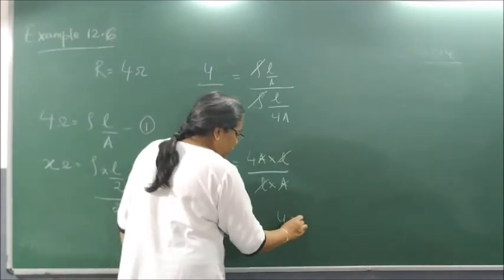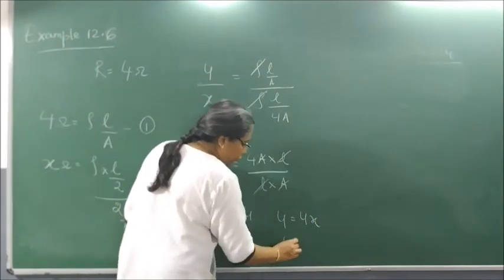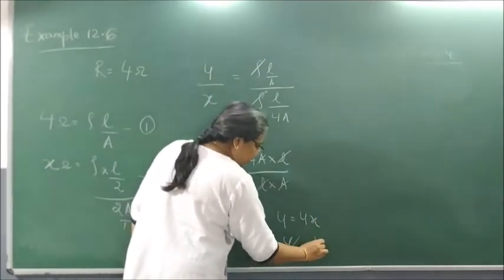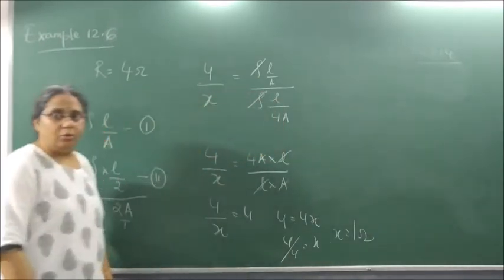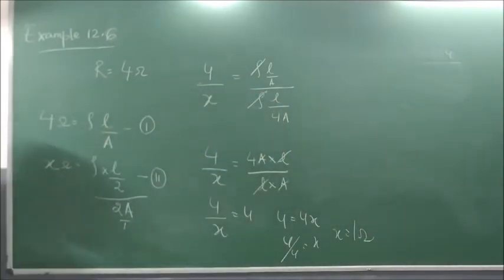So 4 is equal to 4x. So 4 by 4 is equal to x. So x is equal to what? 1 ohm. Is it clear how I did?